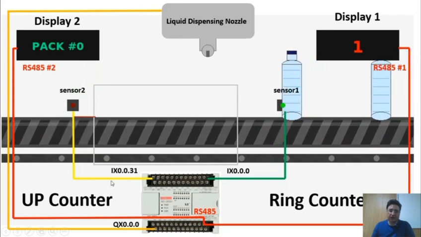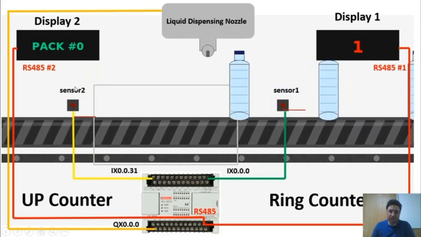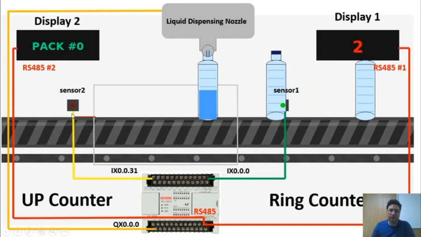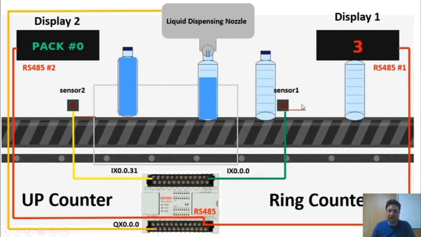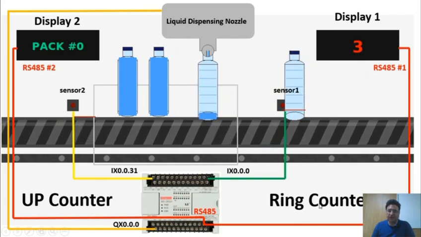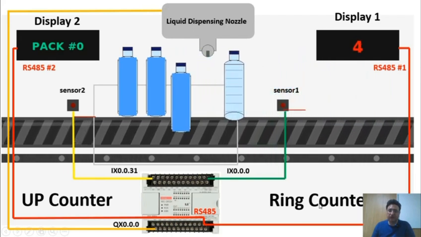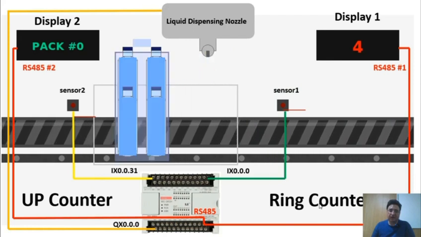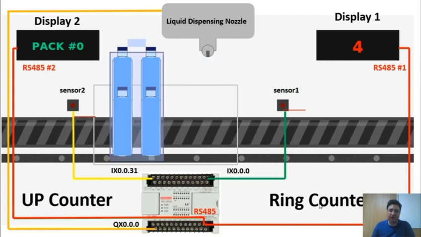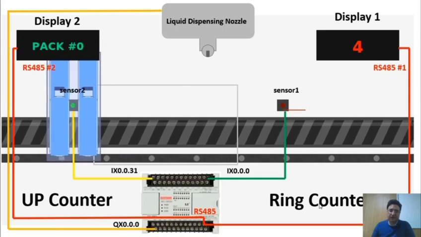In addition to that, we also connected our second sensor to an up counter, ensuring precise measurement and control. We connected our very first sensor to a ring counter. So we can effectively utilize counters in our programming, and they have many practical applications for us in industry.